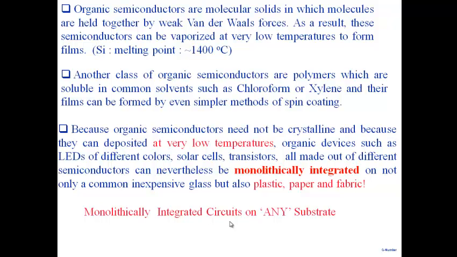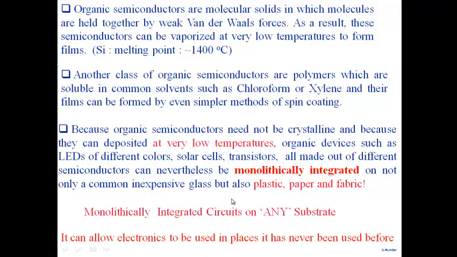You can make it on this table. You can make it on a wall. Anything that you think of, you can make it. So this is the new world that organic electronics is opening up: electronics using organic materials which can be deposited at very low temperatures. All right, so it can allow electronics to be used in places where it has never been used before. Now it's up to your imagination where you want to make integrated circuits.